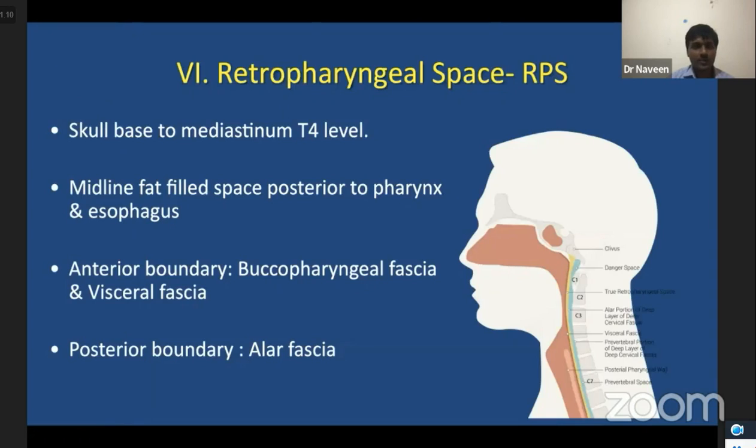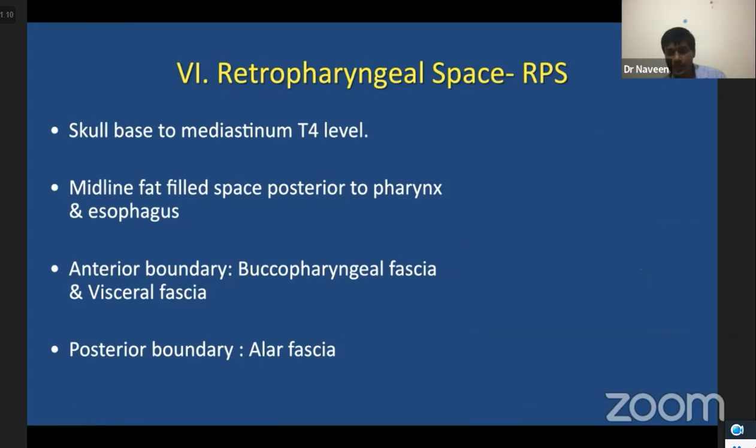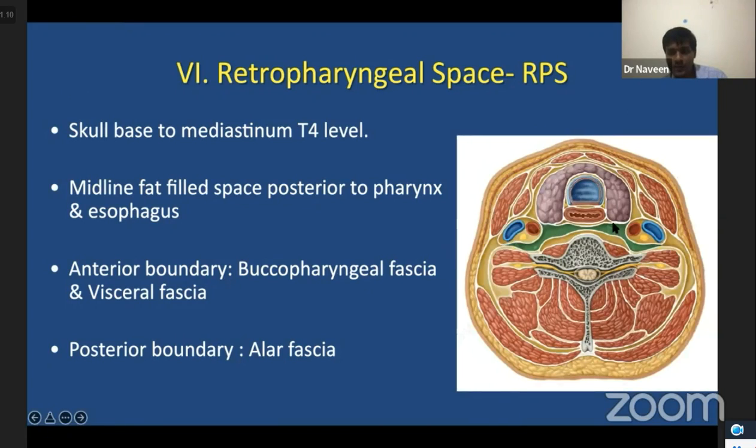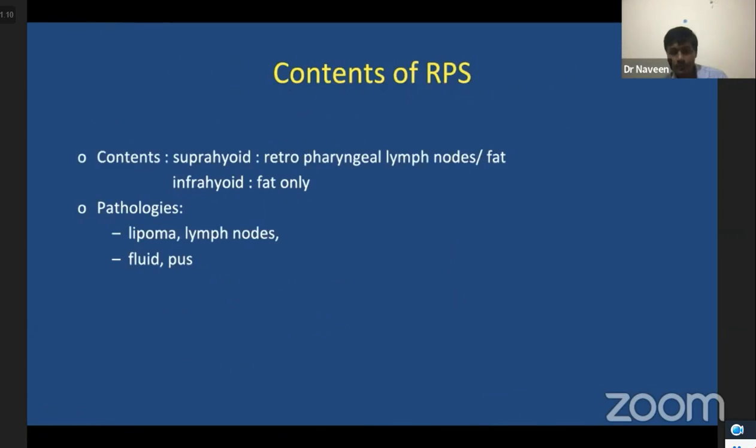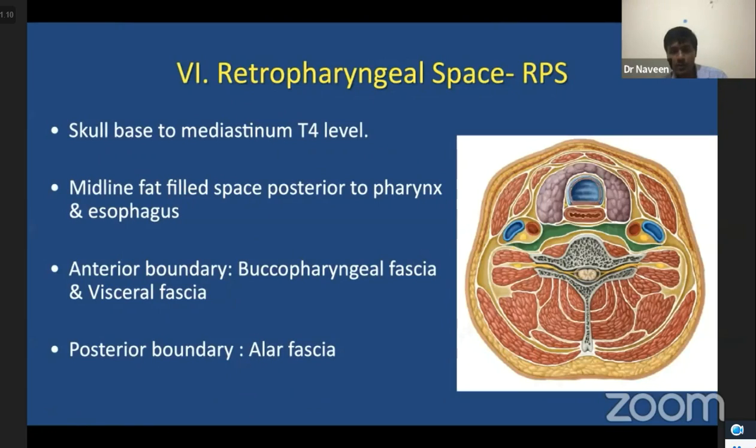The retropharyngeal space extends from the skull base to the mediastinum up to the T4 level. It's a midline fat-filled space which is seen posterior to the pharynx and esophagus. Anteriorly, it is bounded by the buccopharyngeal fascia. Posteriorly, it is bounded by the alar fascia.